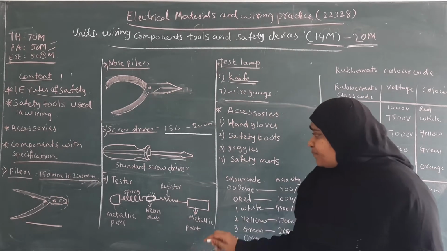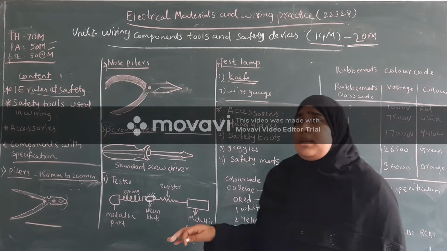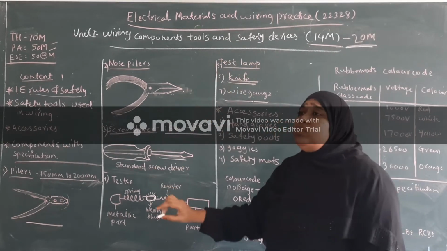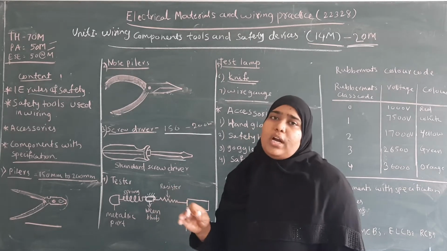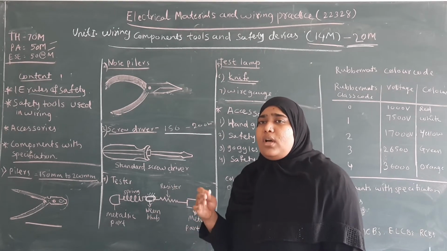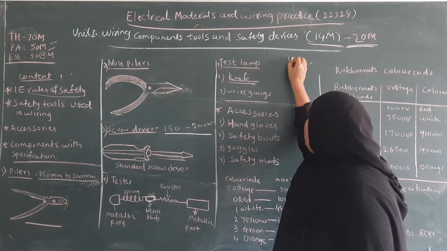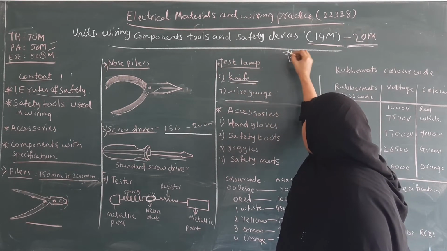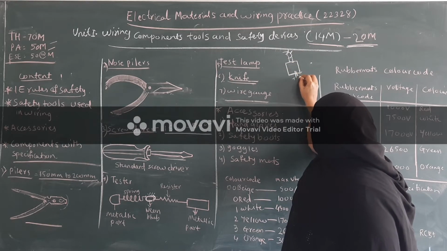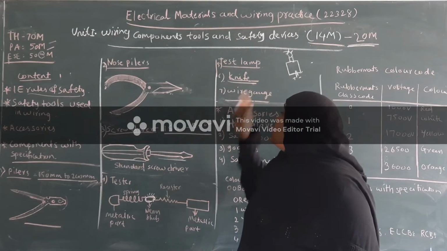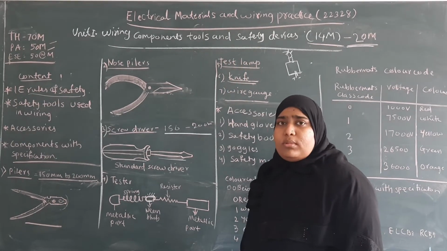Okay, next one is the test lamp. When the tester is not available, we have to use the test lamp. By using the test lamp, we can test the continuity of the voltage, current or supply. The test lamp is just one lamp. One lamp is connected across the battery. This is positive and negative. By using this diagram, we check the continuity.